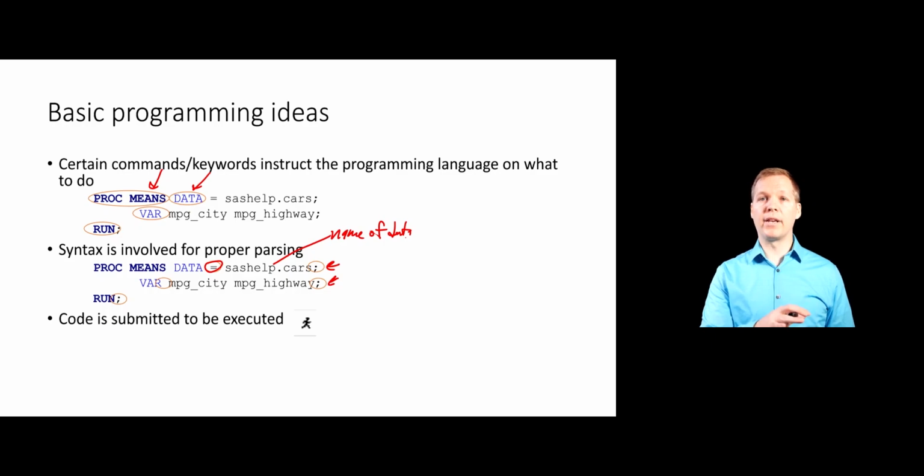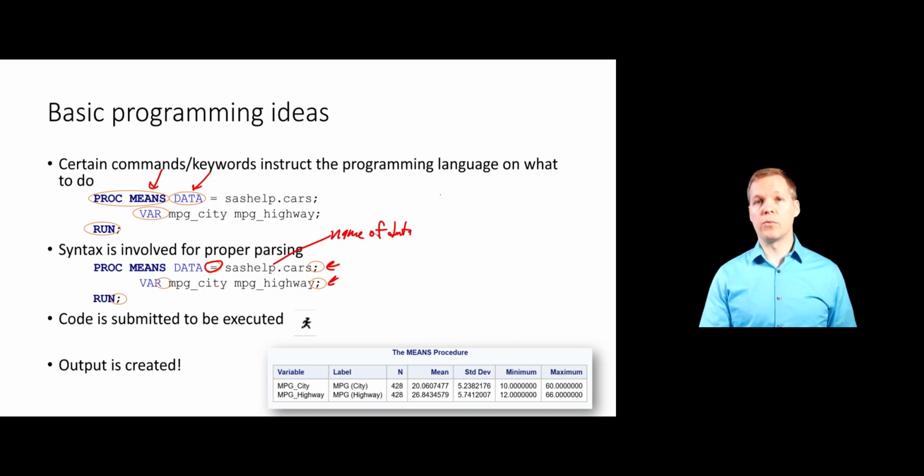And again, what we're going to need to do is understand the syntax and these keywords well enough so that we can write code so that when we submit it to SAS, it's going to know what to do. Once we submit it, we should then see some output that's going to be useful for us. So in this case, by default, this proc means step is going to give us the output that you see here: the number of observations in our data set for these two variables, the means, the sample standard deviations, the minimums and maximums.